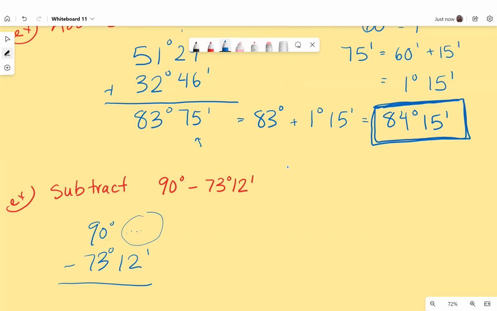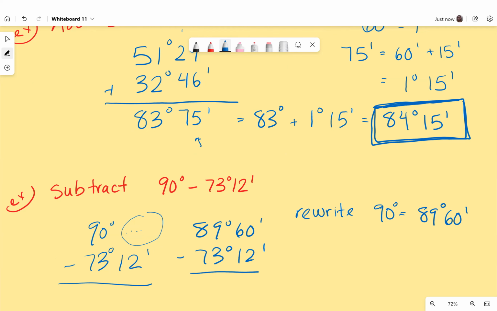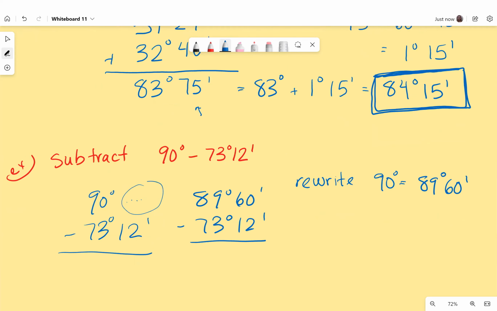So I'm going to rewrite 90 degrees, and I'm going to kind of borrow 1 degree off of it. So 90 degrees is the same thing as 89 degrees and 60 minutes. So I'm going to rewrite that one, 89 degrees, 60 minutes. Now I could subtract 73 degrees, 12 minutes. And I do the subtraction and I get 48 minutes and 16 degrees.